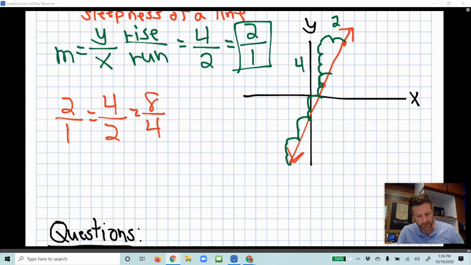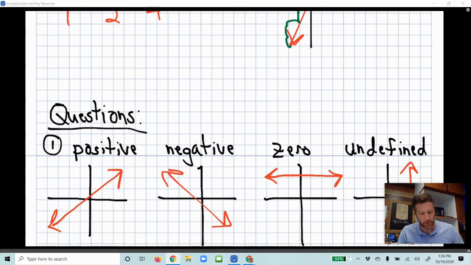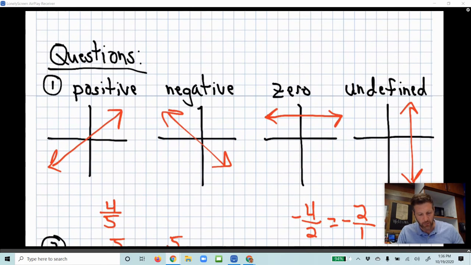Okay, so let's get to the questions. Again, slope is rise over run.